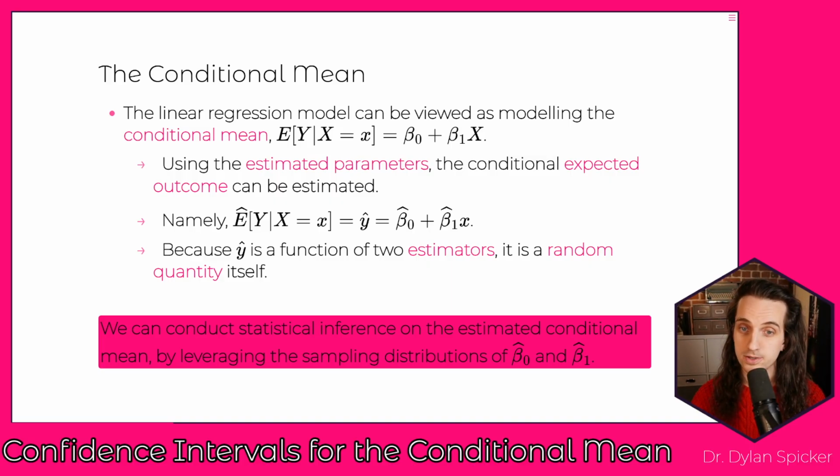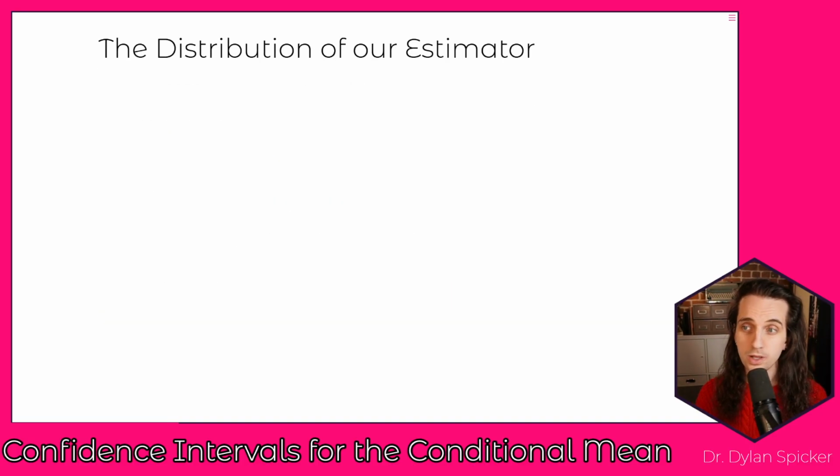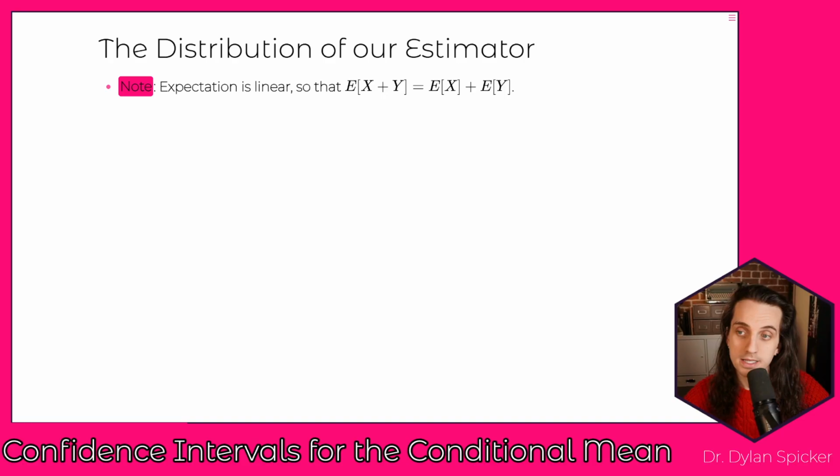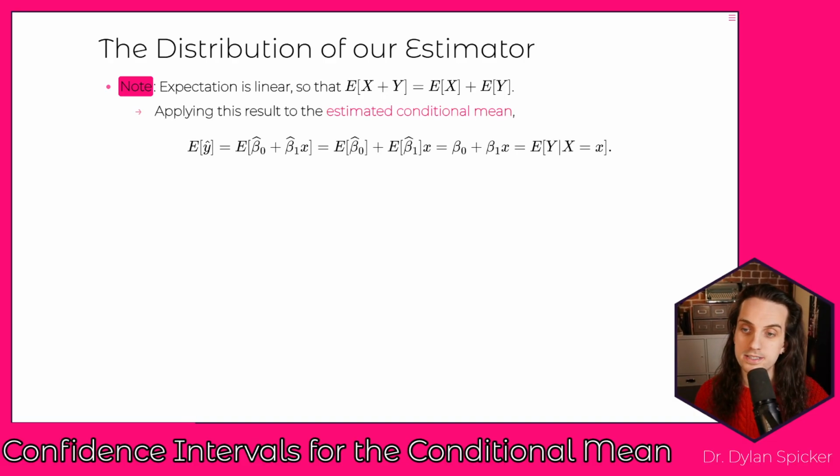So how is that actually going to come together? Well, we think about what is the distribution of the estimator. In order to derive this, there are a few important properties, and if you've seen these properties before, great, but if not, we can take them as given facts. So expectation is linear, and what we mean by that is that the expected value of x plus y is always going to be the expected value of x plus the expected value of y. This is always true.